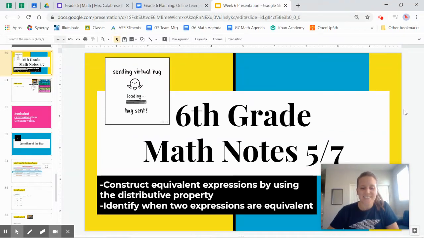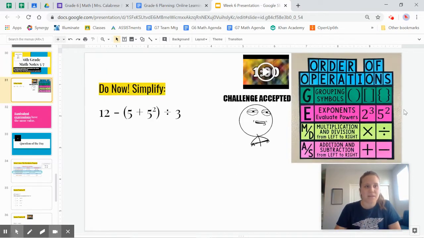Hey, sixth graders. It is May 7th, and today we are going to use the distributive property and other properties of numbers in order to construct or identify equivalent expressions. Well, before we dive into what today is about, I want to give you a quick do now.